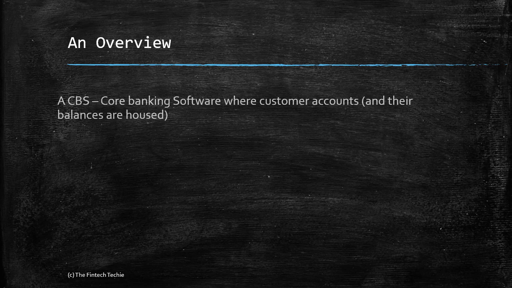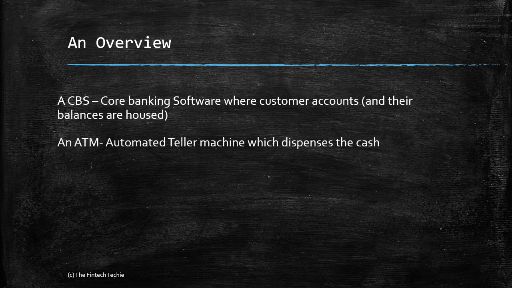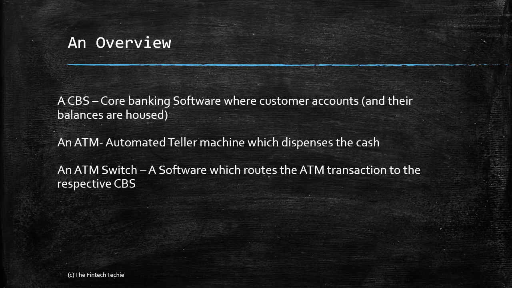So let's take an overview of the four main components which are involved in an ATM transaction. First, of course, is the core banking software where the customer accounts and their balances are housed. Secondly, of course, would be the ATM machine, the automated teller machine, from where the cash is dispensed. Third, and a very important component, is the ATM switch. Think of it as a software which routes the ATM transaction to the respective core banking software.